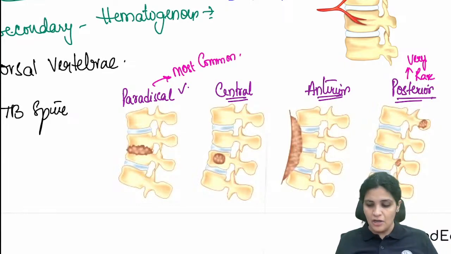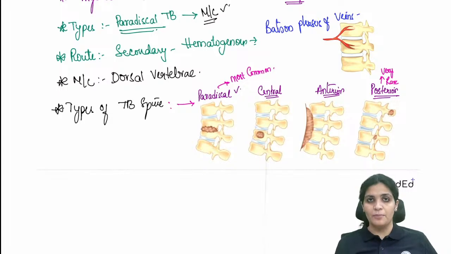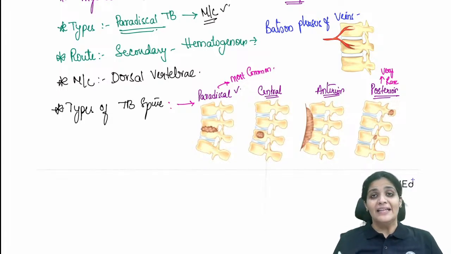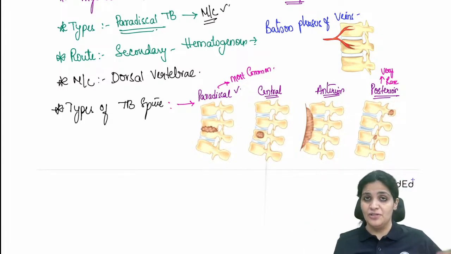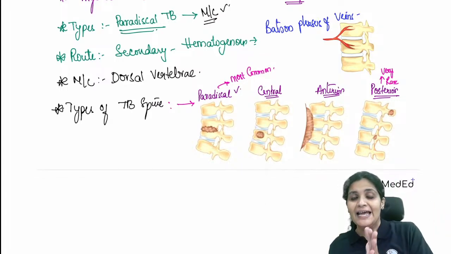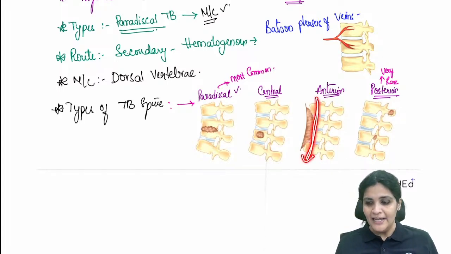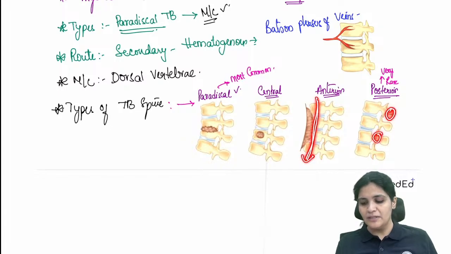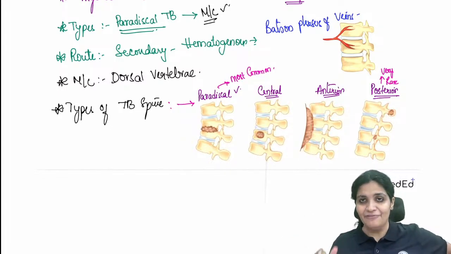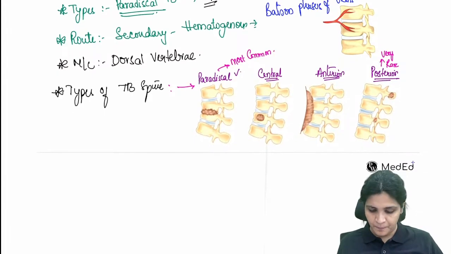Understood? So this is your types of TB spine. I've told you the most common is paradiscal, and I've told you the reason why. Then what are the other types? The second one is called the central, where the center of the vertebra is involved. The third one is called the anterior type, where the anterior structure, half of the vertebrae, is involved, right? And this is the posterior tuberculosis, where the pedicle and the facet are involved. So these are the types of tuberculosis.